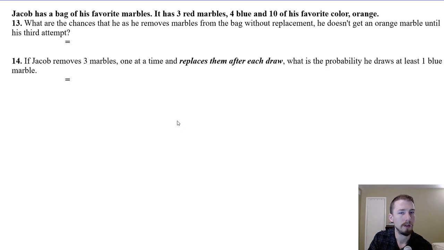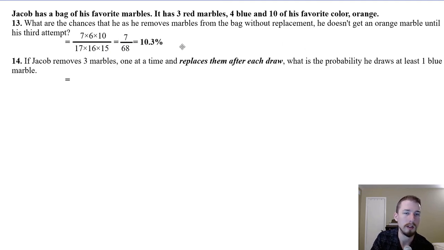Jacob has a bag of his favorite marbles, same thing here. What are the chances that if he removes a marble from the bag without replacement, he doesn't get an orange marble until his 3rd attempt? Well, that would mean the first 2 are not orange, which would be 7 out of 17 and then 6 out of 16. And then his 3rd attempt would be special because it actually had to be an orange one, which at that point there's still 10 out of 15 remaining because all 10 of the orange ones were there. Then we would change this to decimal, which would get 10.3%, which is pretty rare.